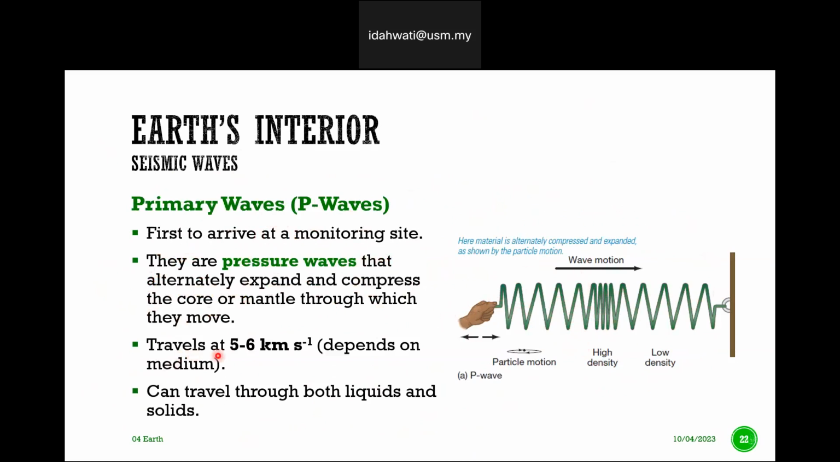It travels at 5 to 6 kilometers per second, depending on the medium, and it can travel through both liquid and solid. So let's say you have a particle here; the particle motion will be like a cycle, and move like that. So this means the high density and the low density in the process of expansion and compression.